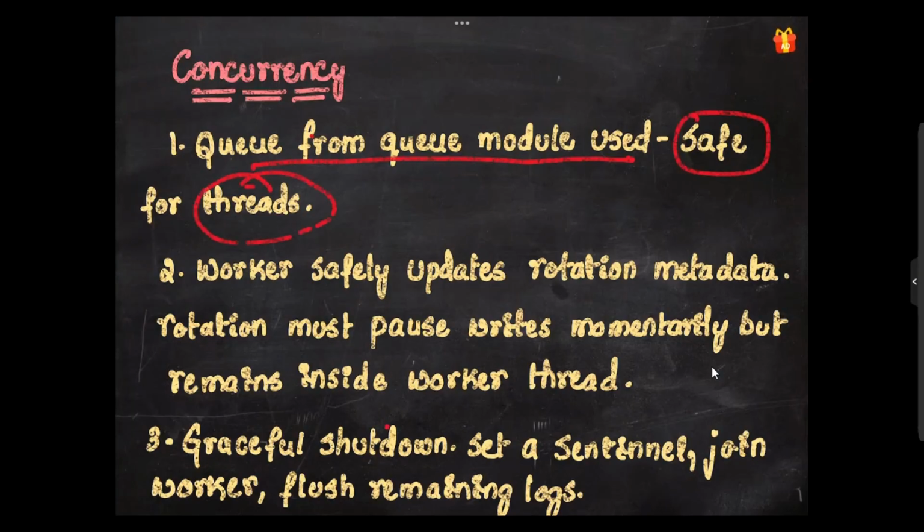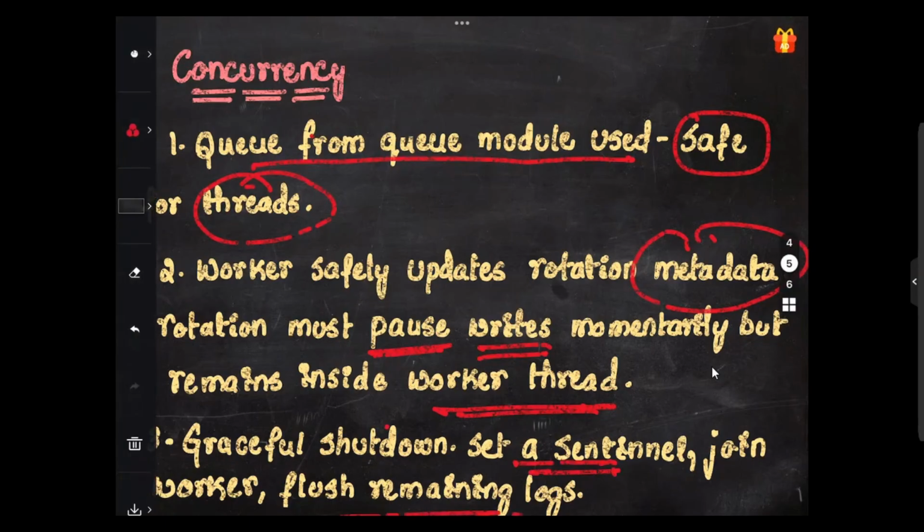Next, the worker should be able to safely update the rotation metadata. Rotation must pause writes momentarily but remains inside the worker thread. So this also we have to take care of. Then graceful shutdown, which we have already discussed: let's set a sentinel, join the worker, and flush the remaining logs. So this is fine.